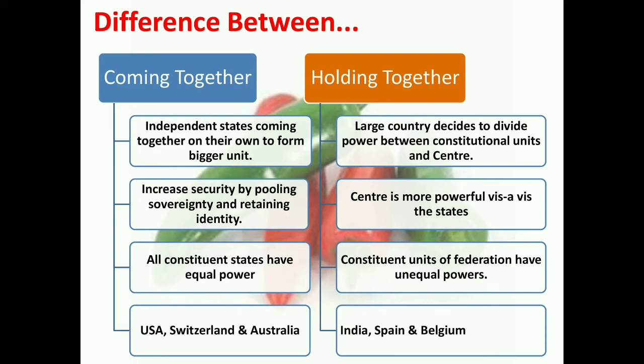Here, in large countries, they decide to divide the powers between the constituent units and the center. Here the center is more powerful compared to the states, and the constituent units of the federation have unequal powers. All are not given equal powers. This holding together federation can be found in countries such as India, Spain and Belgium.